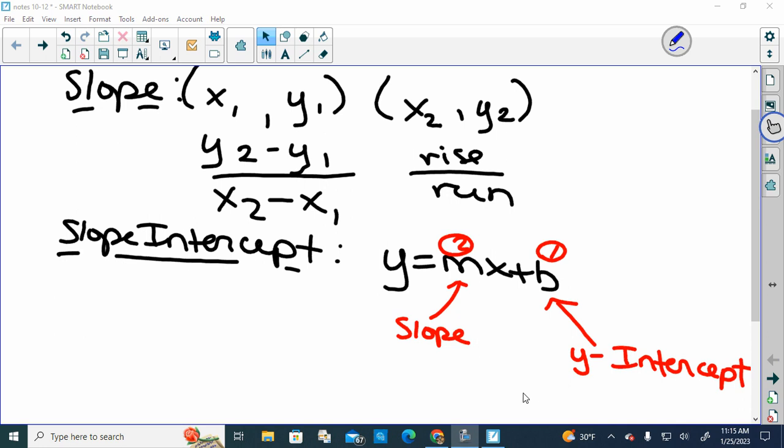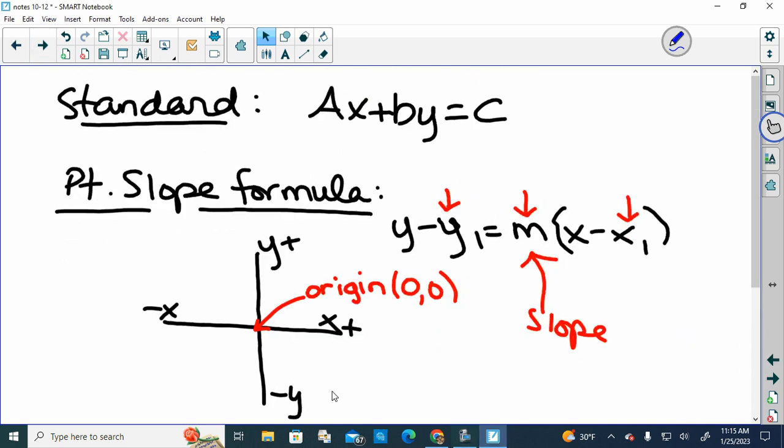Good. Okay, next slide. So standard form. Slope intercept and standard form are the two equations. Standard doesn't have y by itself; slope intercept has y by itself. So standard form will have the x and the y together on one side of the equation, and then it'll equal some number.